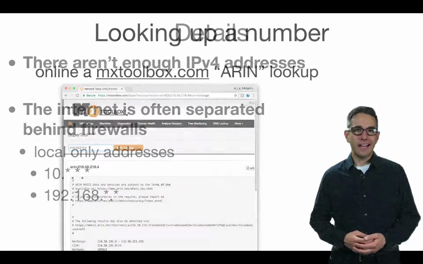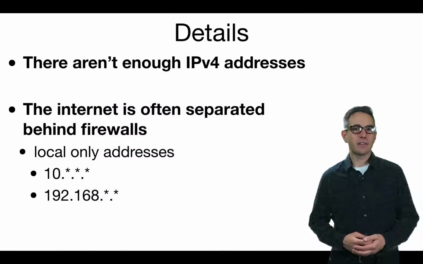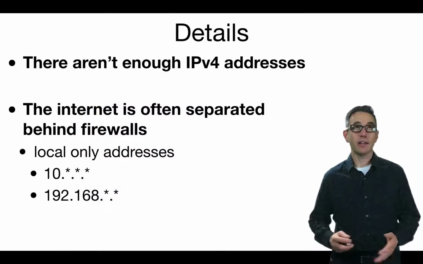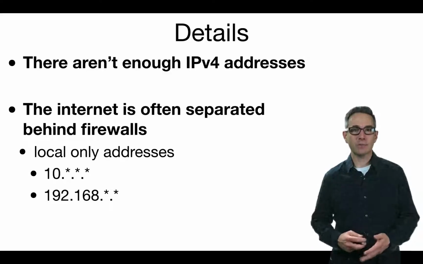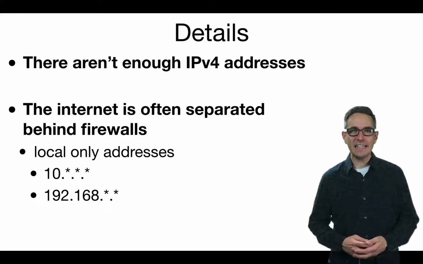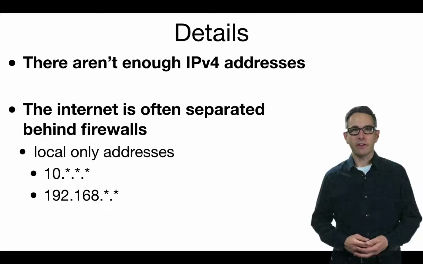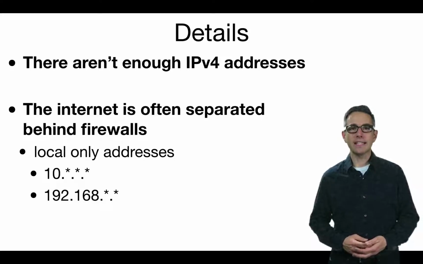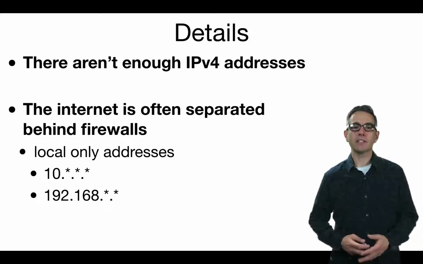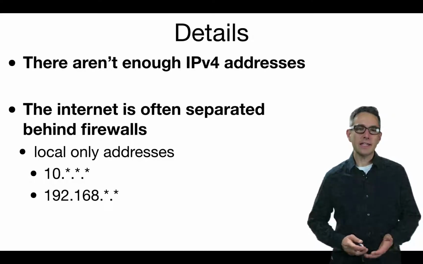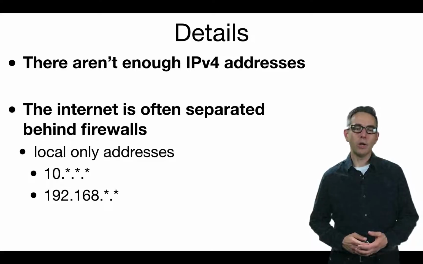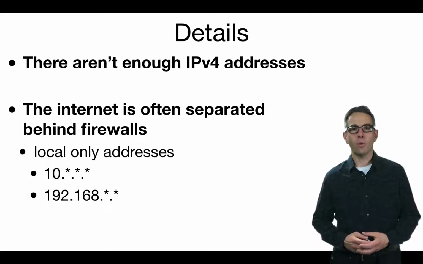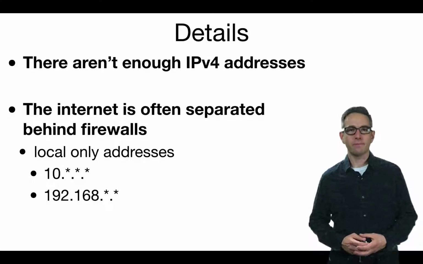So some of the details. Even though there are 256 times 256 times 256 times 256, or 256 to the fourth, different internet addresses in IPv4, it actually isn't enough. There are more devices that would like to connect to the internet than there are IP addresses available. And so often one way in which these numbers get shared is that the internet will put smaller domains behind a firewall that can't communicate with each other.